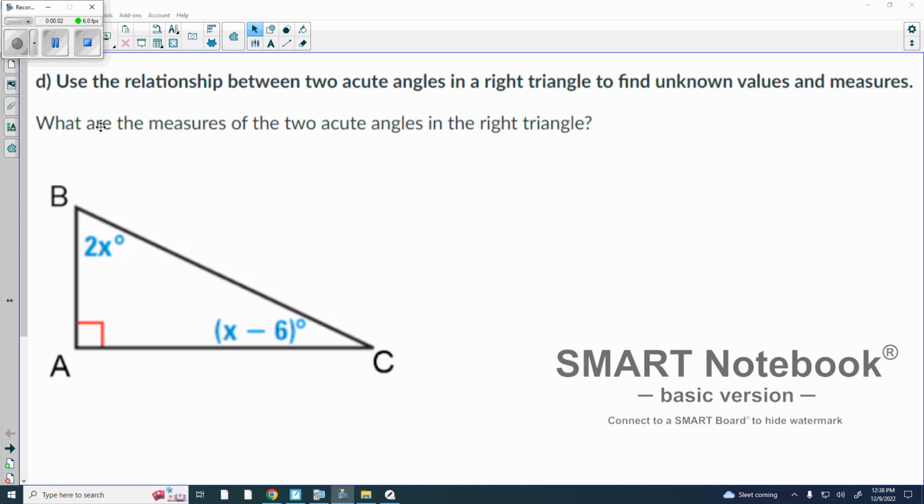The success criteria is I can use the relationship between two acute angles in a right triangle to find unknown values and measures. Question is, what are the measures of the two acute angles in the right triangle?